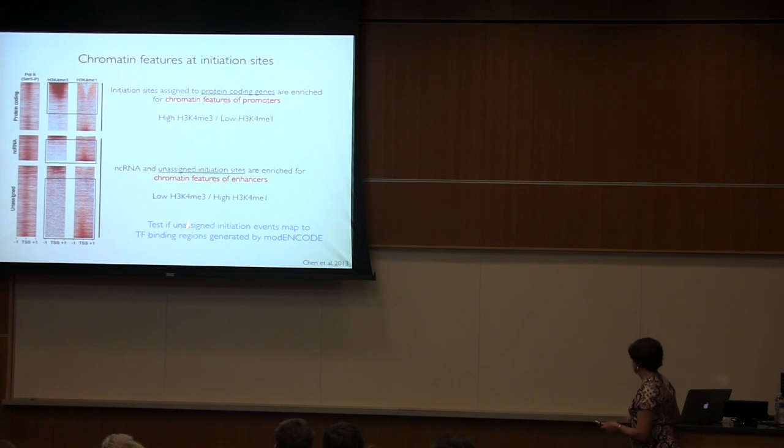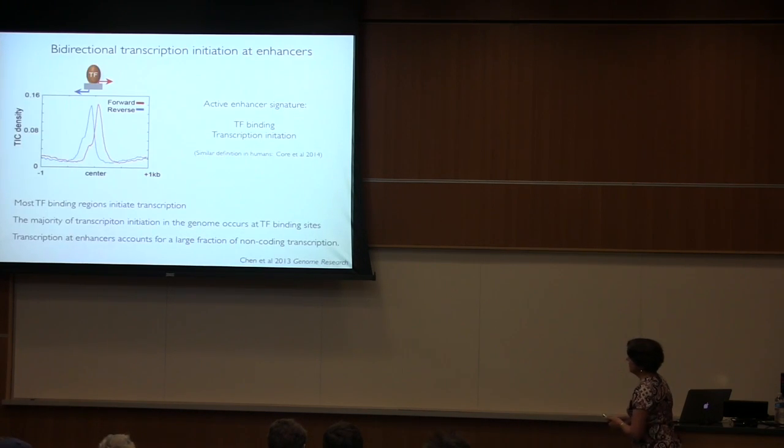As a way to address this, we asked if these unassigned initiation events mapped to transcription factor binding sites that the modENCODE Consortium had mapped genome-wide, a lot of transcription factor binding events. And when we looked at that, we found that these initiation sites essentially almost always mapped to these transcription factor binding regions, and these had bidirectional transcription initiation. So we have an active enhancer signature, which is transcription factor binding and transcription initiation.